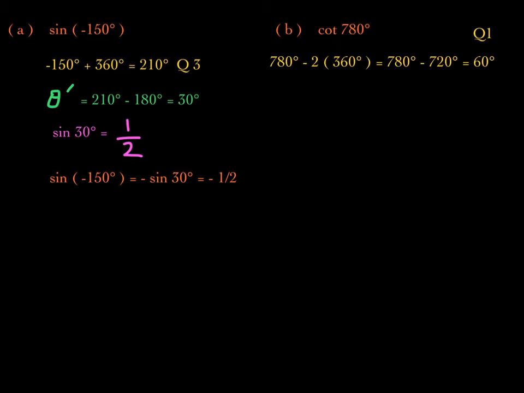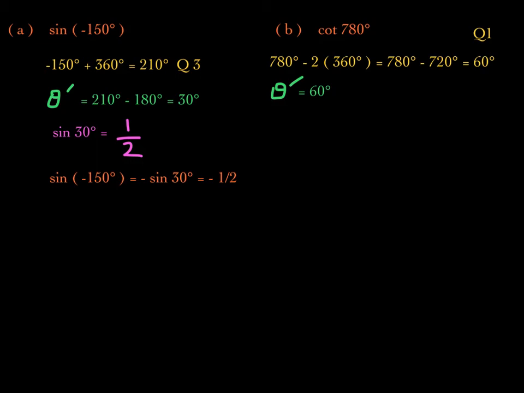Furthermore, in quadrant 1, the reference angle is exactly equal to theta. So theta prime is equal to theta. So in other words, the reference angle for 60 degrees is 60 degrees itself. So the whole reference angle step is kind of not needed in this example because the reference angle is exactly the same as the angle that's under consideration, which is 60 degrees.